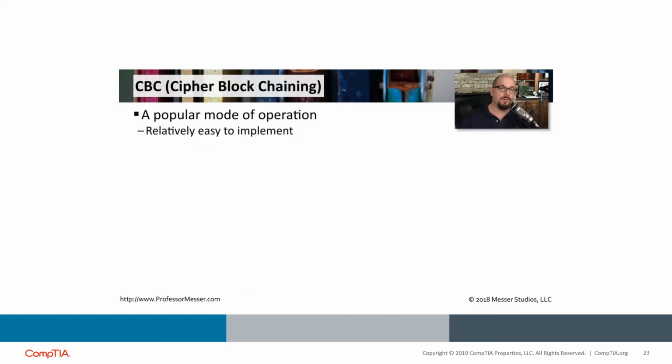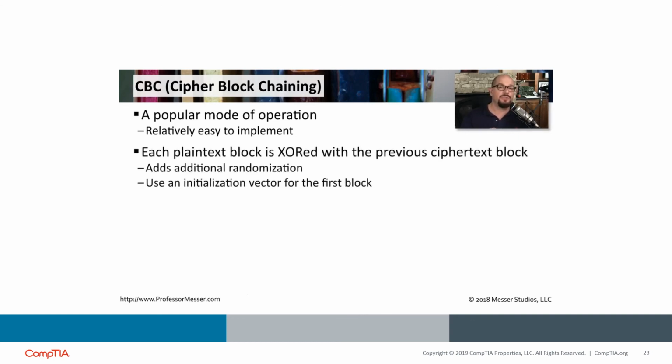A popular mode of operation that's relatively easy to implement is CBC, or cipher block chaining. With cipher block chaining, we add some randomization into the block cipher process. We take each plain text block and we XOR it with the previous ciphertext block that we created. This is adding the randomization that we didn't have with our electronic codebook mode of operation. We obviously don't have ciphertext for the first block, so we'll use an IV, or initialization vector, to add randomization for the very first block that we encrypt.